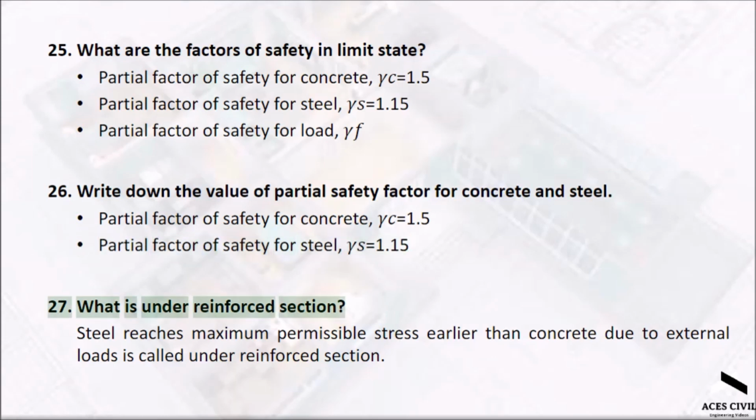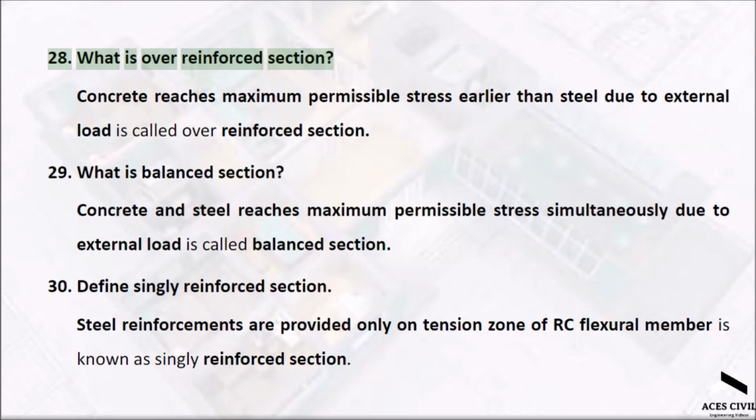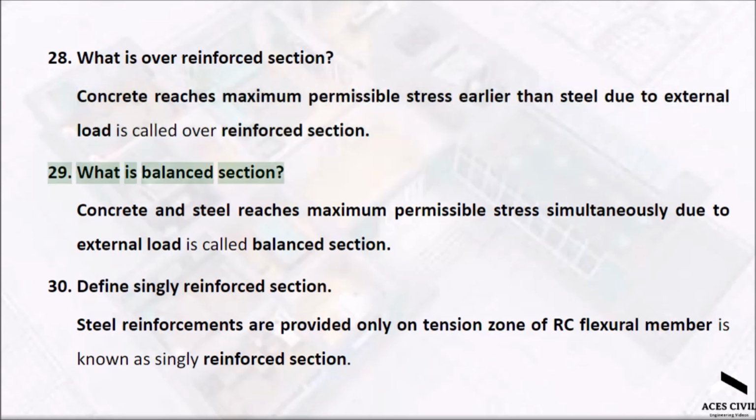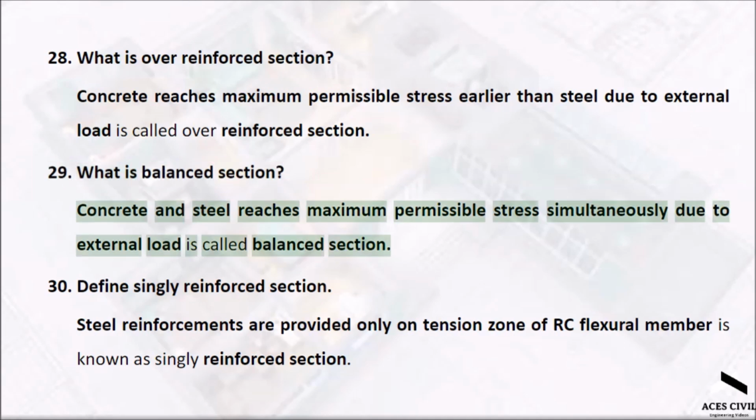What is under reinforced section? Steel reaches maximum permissible stress earlier than concrete due to external loads is called under reinforced section. What is over reinforced section? Concrete reaches maximum permissible stress earlier than steel due to external load is called over reinforced section. What is balanced section? Concrete and steel reach maximum permissible stress simultaneously due to external load is called balanced section.